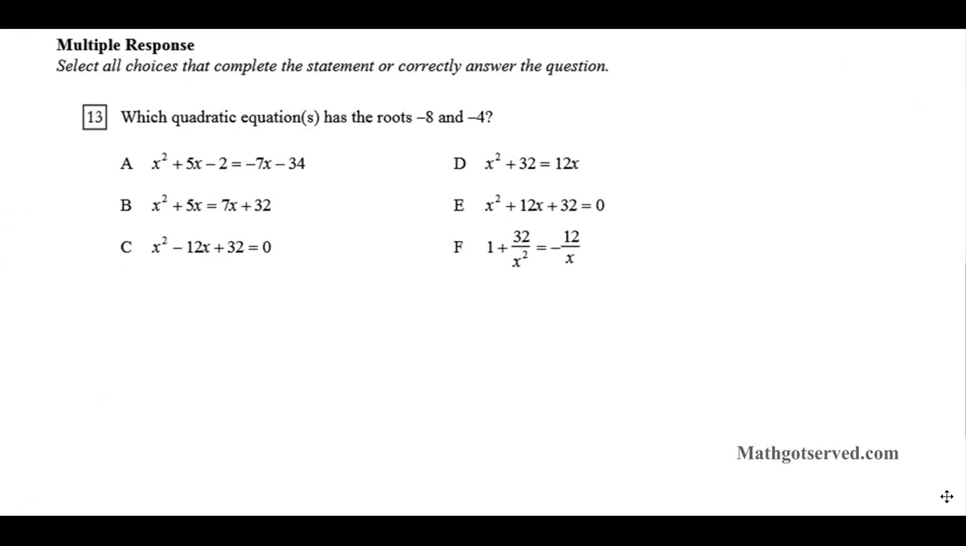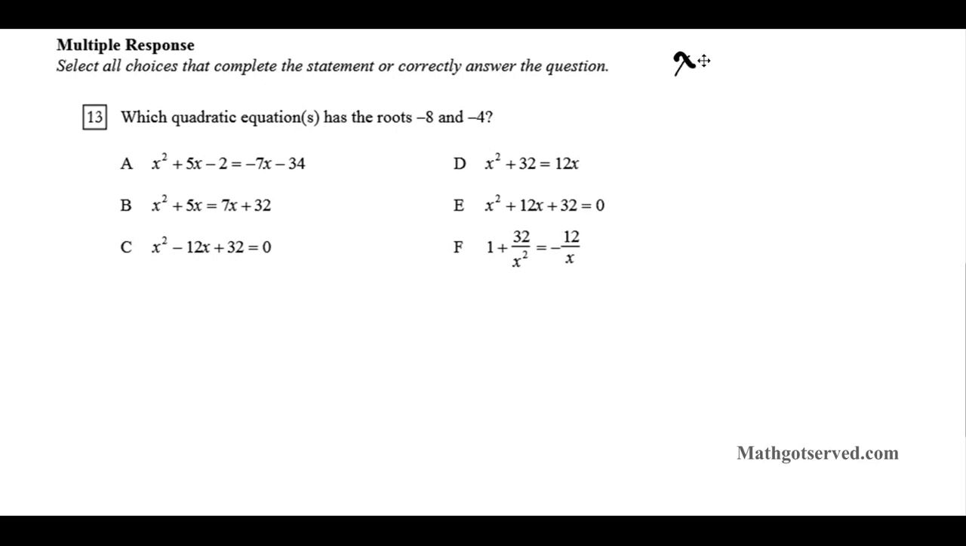All right, let's take a look at question number 13. In this question, it says, which quadratic equation has roots -8 and -4? The easiest way to see which of these has these roots is to generate the equation of the quadratic that has -8 and -4 as roots. In order to do that, we're going to start with the roots.